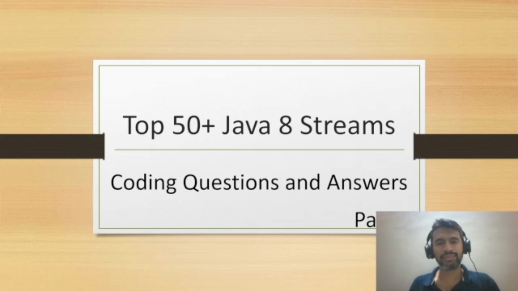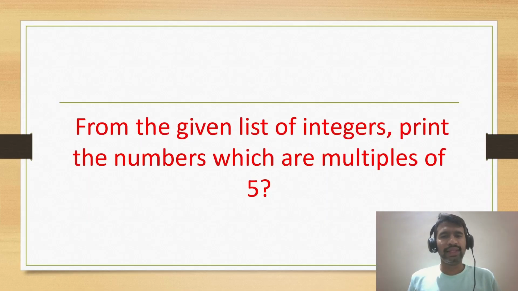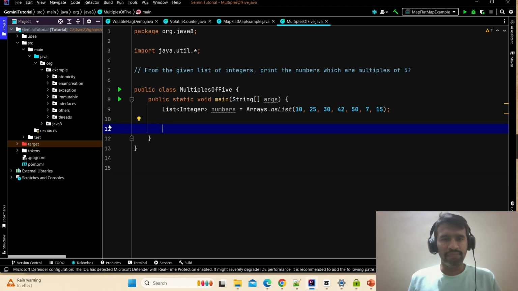Let's get started. So the question is, we are given a list of integers. We have to print the numbers which are multiples of 5. So we have to find those numbers which are divisible by 5. That is the expectation. Let's see how to do it. Here we are given an array of numbers. We have to find those numbers which are divisible by 5. As I already told, it should be completely divisible by 5. The mod should be 0. So let's see how to do it.